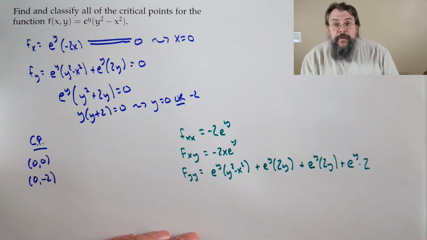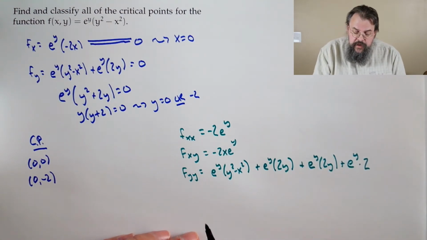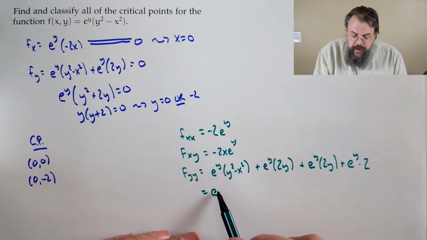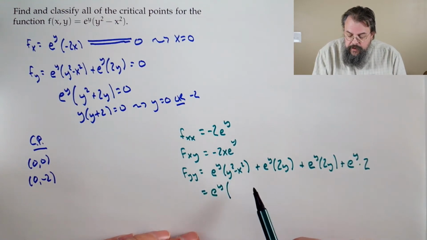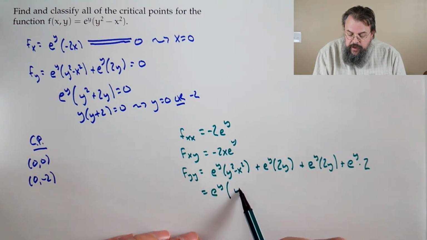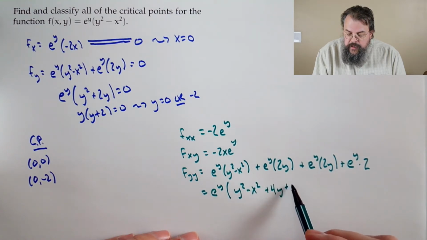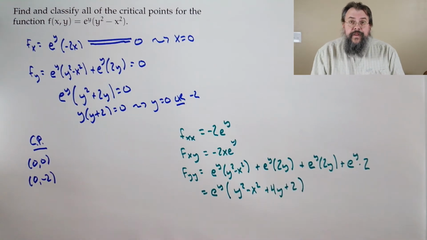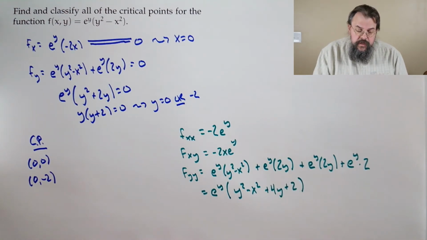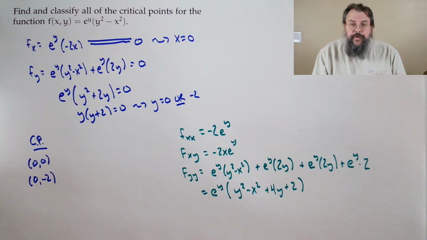That's what we'll get. Now we can simplify this, right? Because we can say, look, we'll factor out an e^y. Why not? Okay, then we're going to get y squared minus x squared plus 4y plus 2. And there we go. All right, well, great, wonderful.